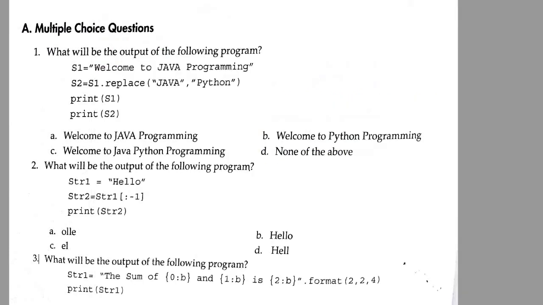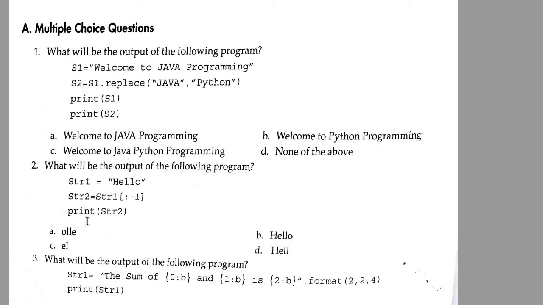Now students, let's see the second program. What will be the output of the following program? String 1 is equal to "hello", string 2 is equal to string 1, and here you will see a colon and -1. This is the slice operator. It shows that you have to apply a slice operator on string 1. So at what point will it start?